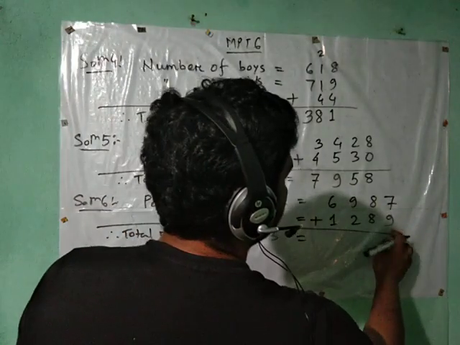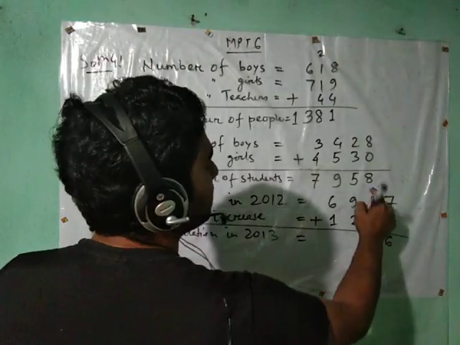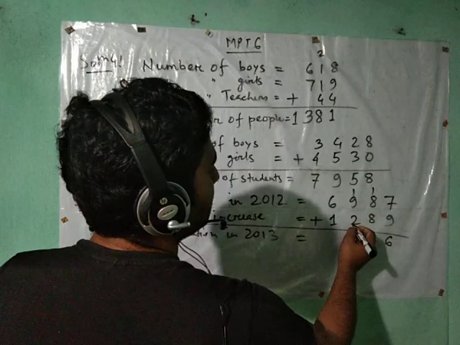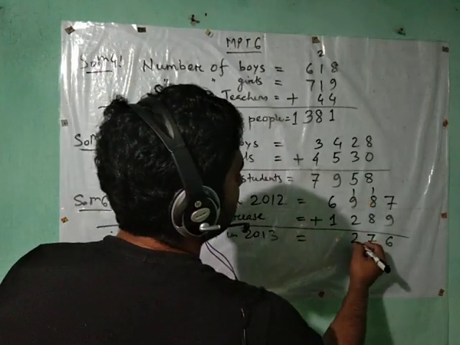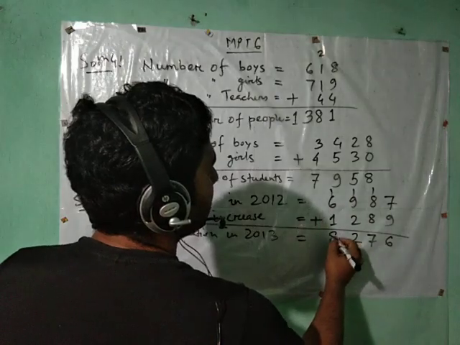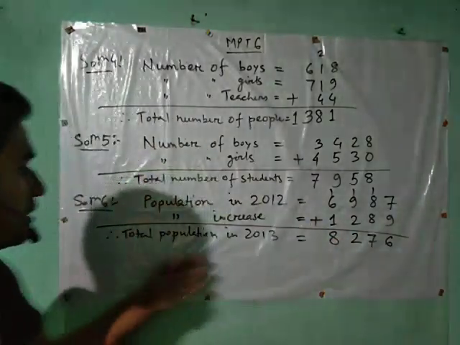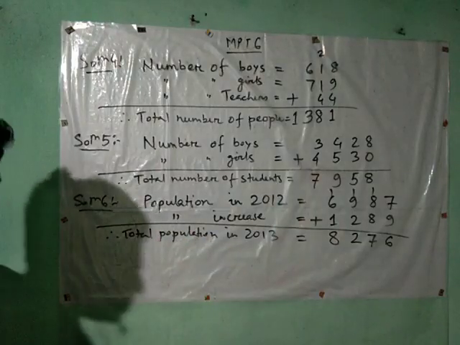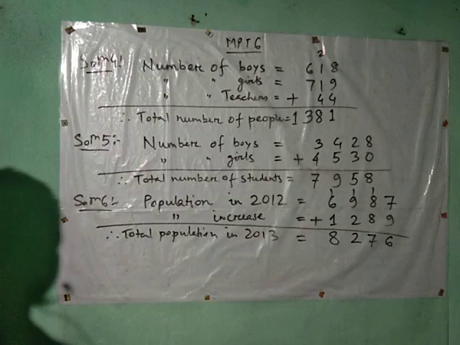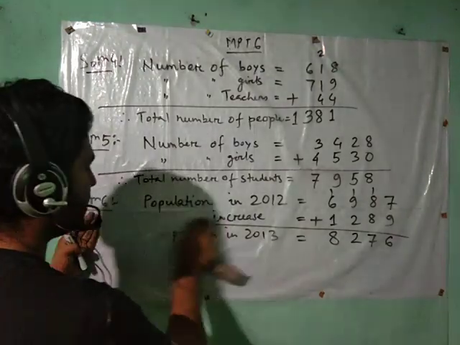Add them. 7 plus 9, 16, 1 will be here. 8 plus 8, 16, plus 1, 17, 1 will be here. 9 plus 2, 11, plus 1, 12, 1 will be there. 6 plus 1, 7, 7 plus 1, 8. Understood? So how simple it is, see? Look at this question. This is your answer. I hope you got these two. Now copy these problems, and in the meantime, I will try to rub it, okay?